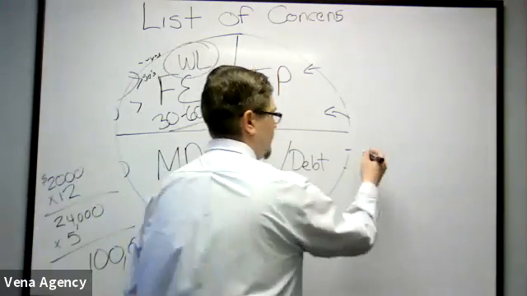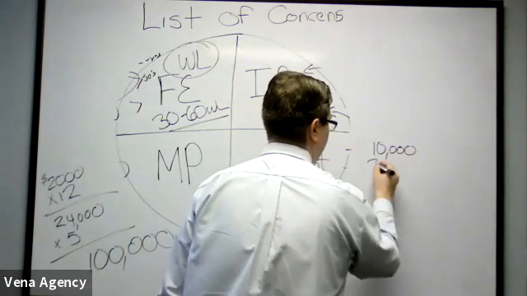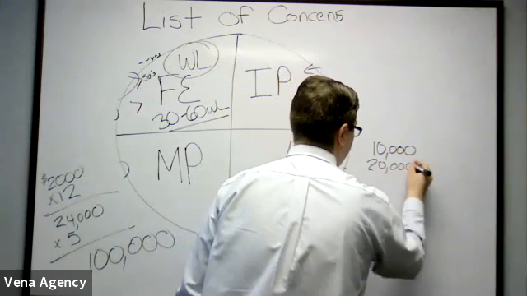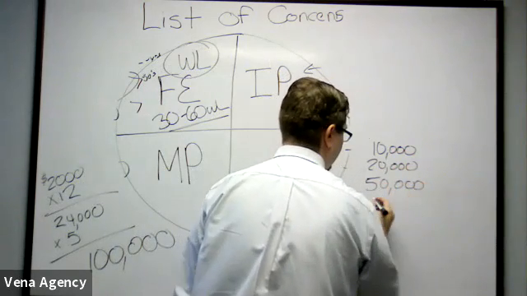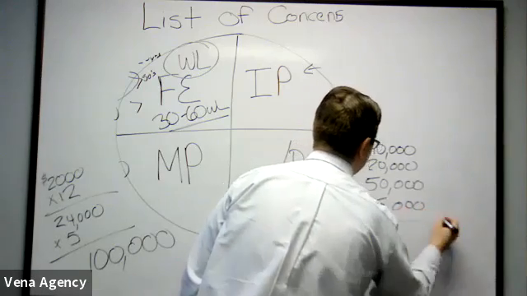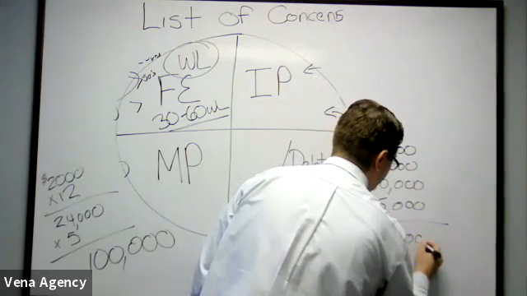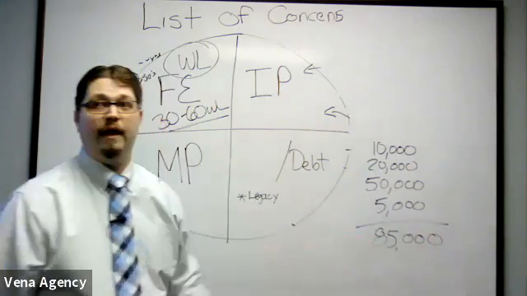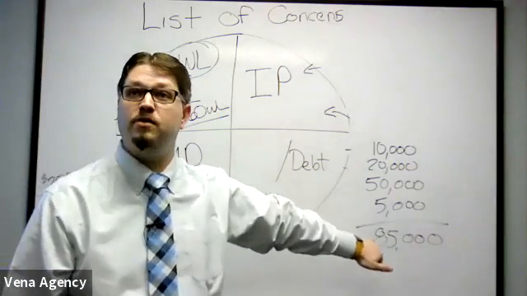Let's say they owe 10 grand on their credit card. They owe another 20,000 on the car. And then Joe got 50,000 in student loans he's still paying off. And maybe some hospital bills racking up about 5 G's. Right? So $85,000 is what he's in debt. Someone's going to have to pay that when he passes away.